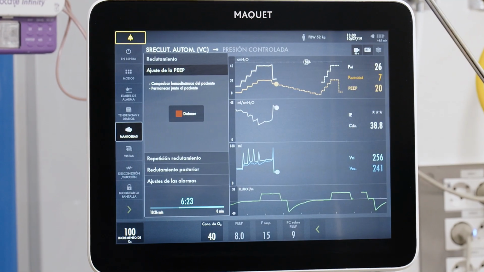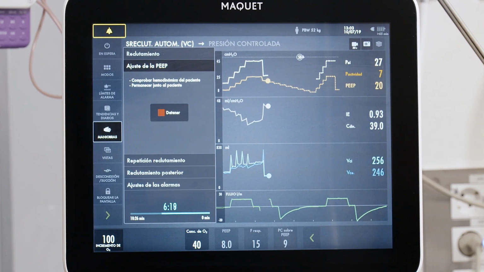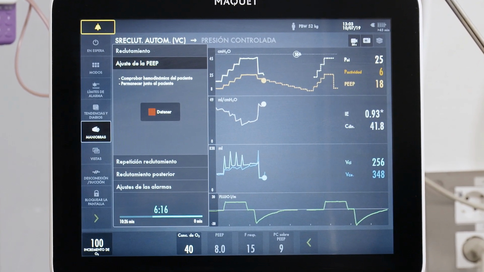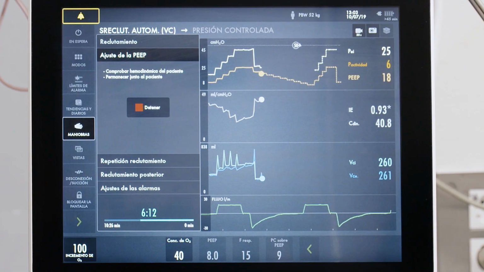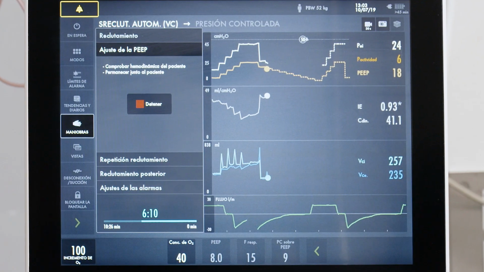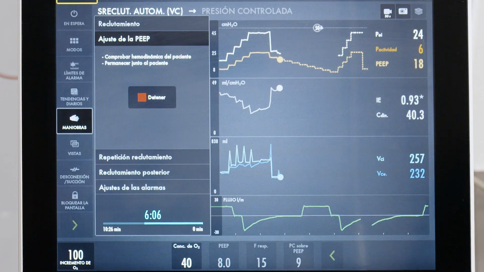Now, after the reduction in pressure, the hemodynamics are recovering very fast. We didn't have a major drop in blood pressure, around 15 to 20 millimeters of mercury in total. The compliance immediately increases, and now we will start the decremental PEEP trial in order to find the closing pressure of the lung.